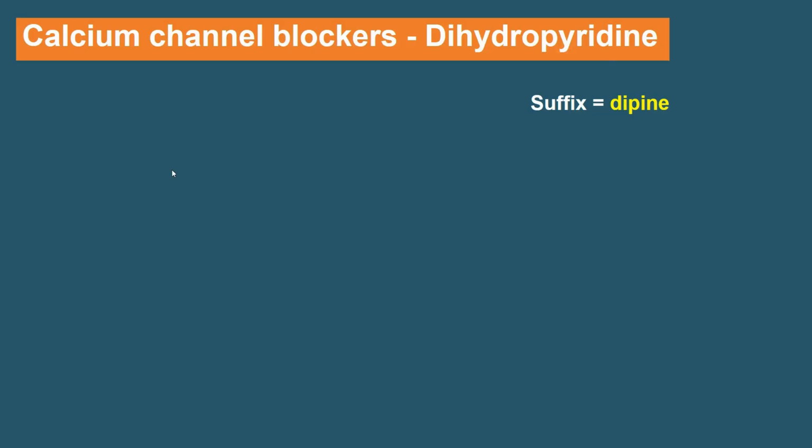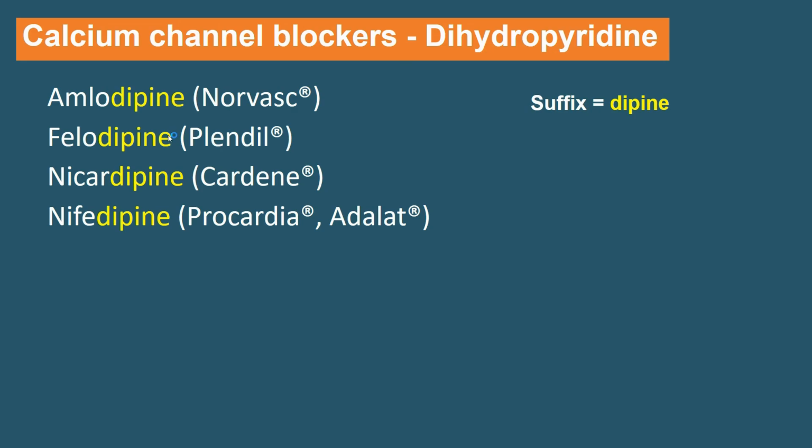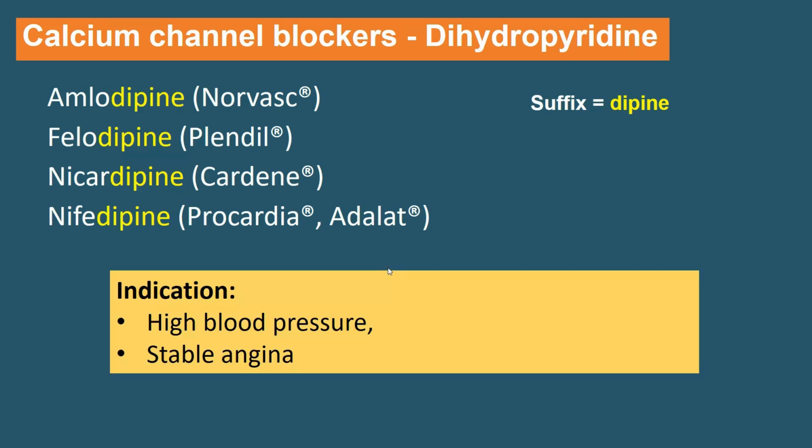Next, calcium ion channel blockers or calcium channel blockers. There are two types of calcium channel blockers. One is the dihydropyridine type, and the other one is the non-dihydropyridine type. Here, this one is the dihydropyridine type of calcium ion channel blockers. Their suffix is dipine, like amlodipine, brand Norvasc, felodipine, brand Plendil, nicardipine, brand Cardene, nifedipine. There are two brands, Procardia and also Adalat. The primary use of dihydropyridines is for high blood pressure and stable angina.